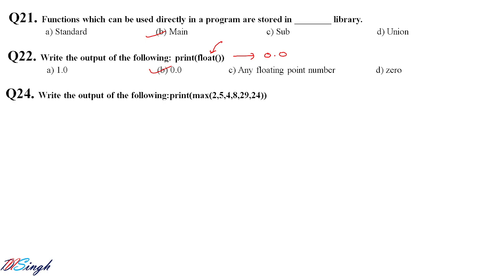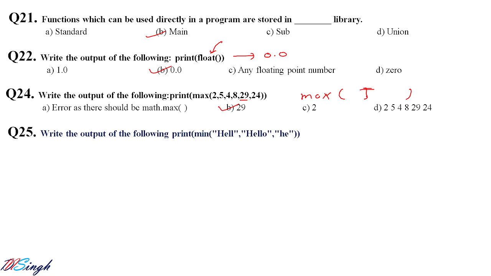Okay, write the output of the following. So max function is defined on tuples, and if you specify values inside it or give a tuple to it, that is going to give a maximum value out of that tuple. So what is the maximum value here? 29, I hope. 2, 5, 4, 8, 29, 24. So 29 is the maximum value.